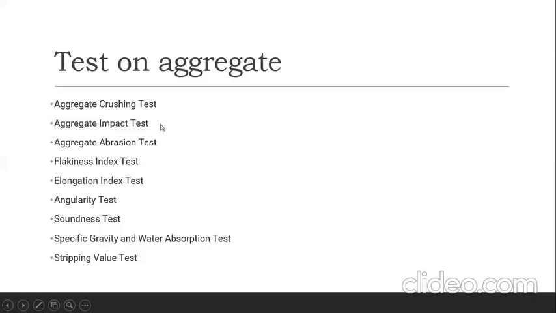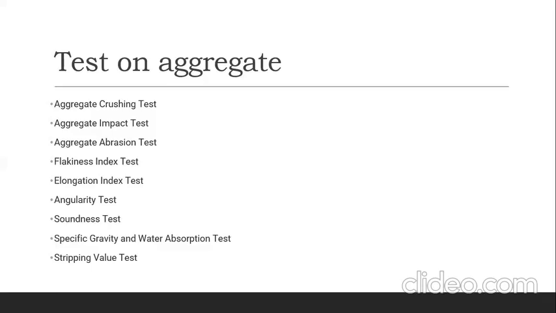So aggregate crushing is nothing but, some proportion of aggregate will be taken and it will be crushed in a crushing machine. After crushing, using a 2.36 mm sieve, you have to sieve it and check how much amount is residue on the sieve. Based on that, aggregate crushing strength will be evaluated. Similarly, an impact testing machine is available to check the impact strength of the aggregates.